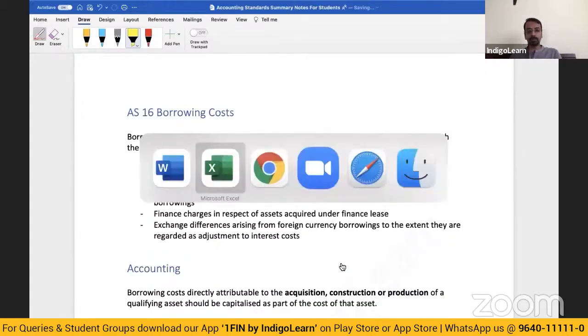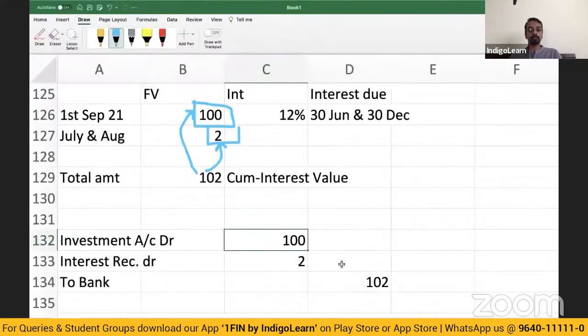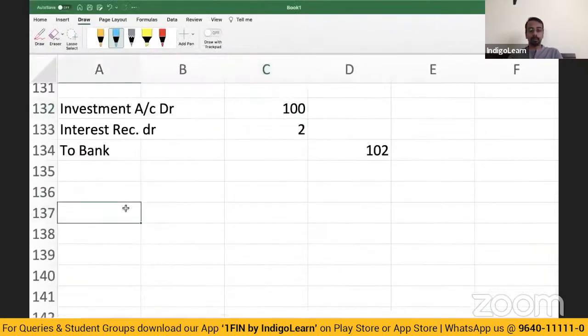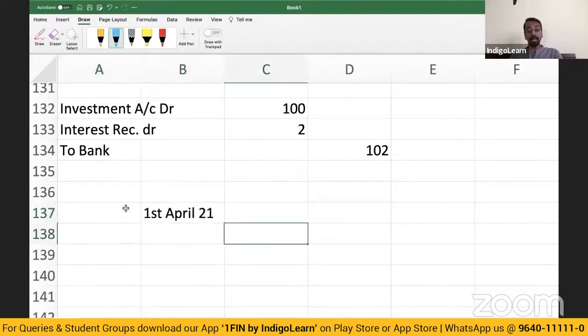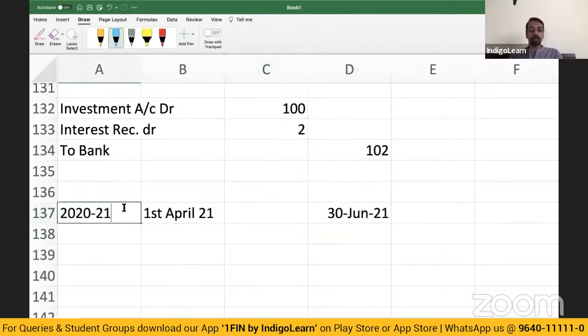For example, let us say you purchase some shares on 1st of April, and the company declared some dividend on 30th of June of 21 for the financial year 2020-2021. So when did you purchase? You purchased here. When did the dividend come? The dividend was declared on 30th of June.